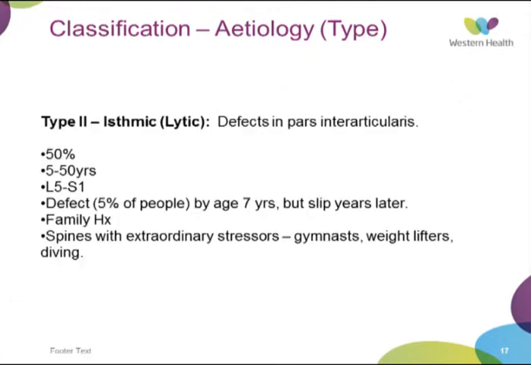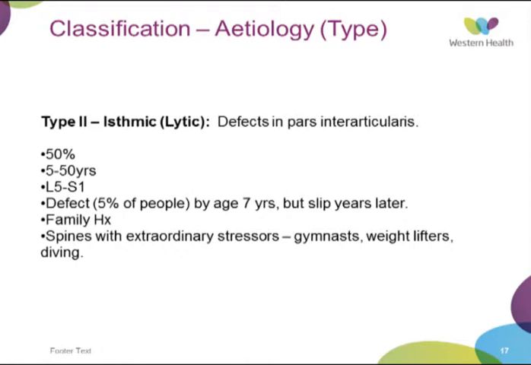Now, type 2, the isthmic type, as I said before, it's a defect in the pars interarticularis. This is the most common. It's around 50% of the cases of spondylolisthesis. It can occur from childhood, from the ages of 5 to around 50 years. It most commonly occurs at L5-S1.